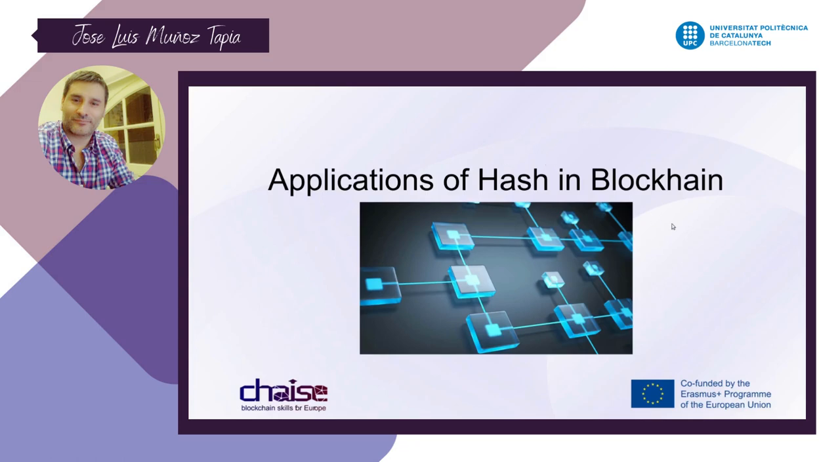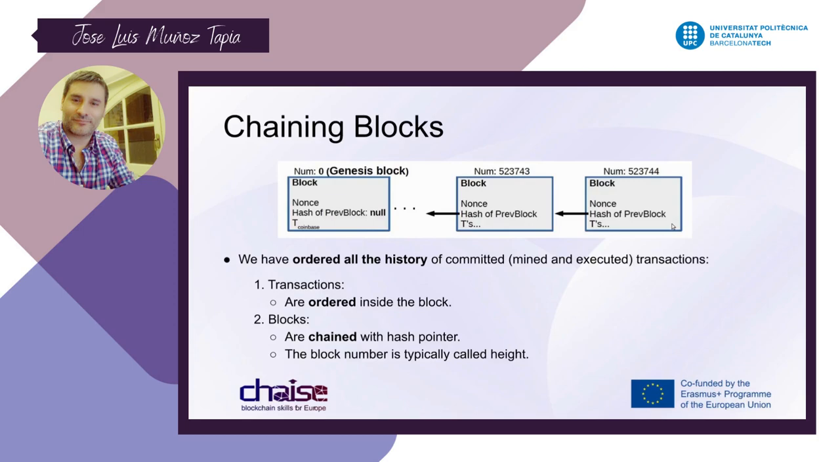So first, a blockchain is just a sequence of blocks, okay? These blocks have an order, they are an ordered list of blocks. How do we enforce this order? Well, we enforce it because in each block we include the hash of the previous block. This is like including a cryptographic summary of the previous block.